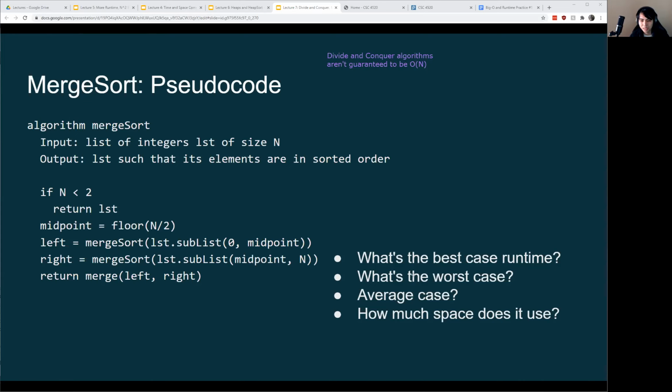So I'm just going to explain this since everyone thought that this was O of n. And then if you get confused, go ahead and rewatch this video. I'll also post some resources online to do the runtime analysis.